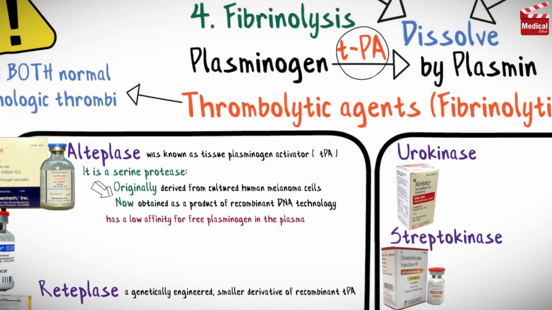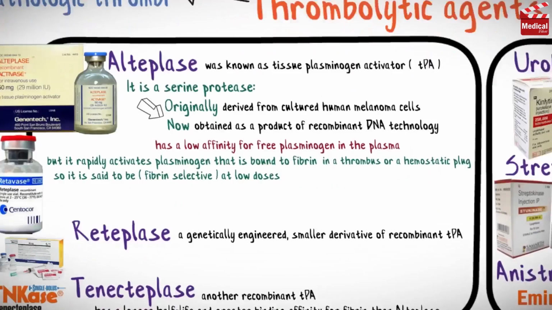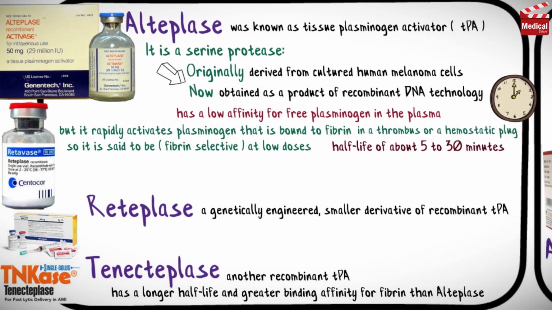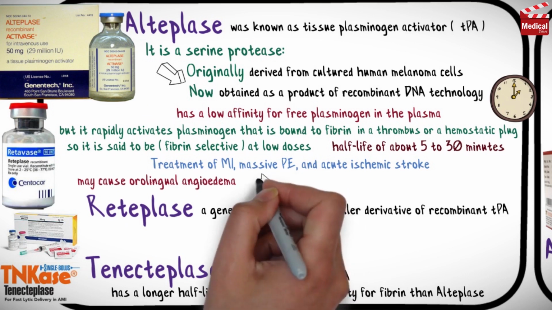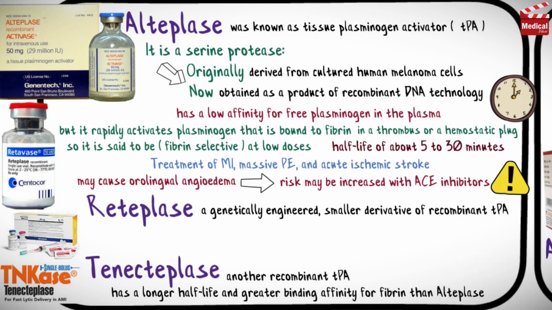Alteplase has a low affinity for free plasminogen in the plasma, but it rapidly activates plasminogen that is bound to fibrin in a thrombus or a hemostatic plug, so for this reason, alteplase is said to be fibrin selective at low doses. It has a very short half-life of about 5 to 30 minutes. Alteplase is approved for the treatment of myocardial infarction, massive pulmonary embolism, and acute ischemic stroke. It may cause orolingual angioedema, and this risk may be increased when combined with angiotensin-converting enzyme inhibitors.